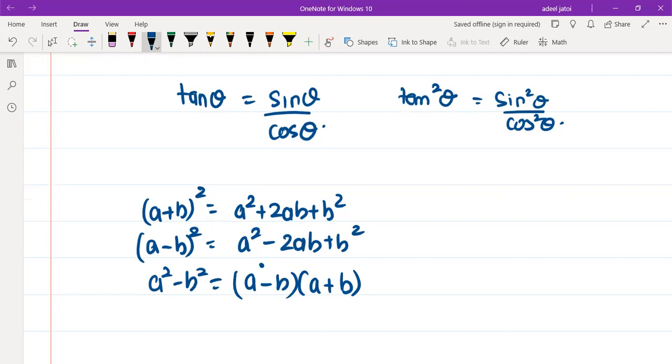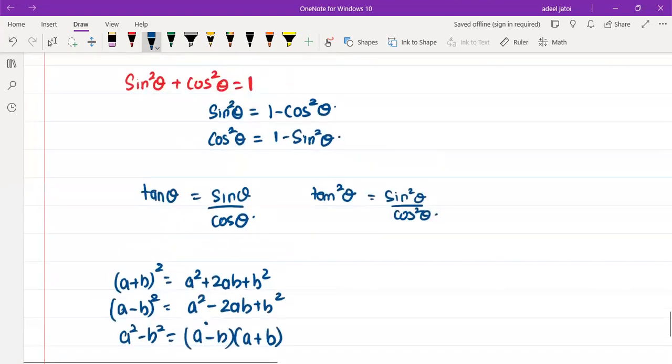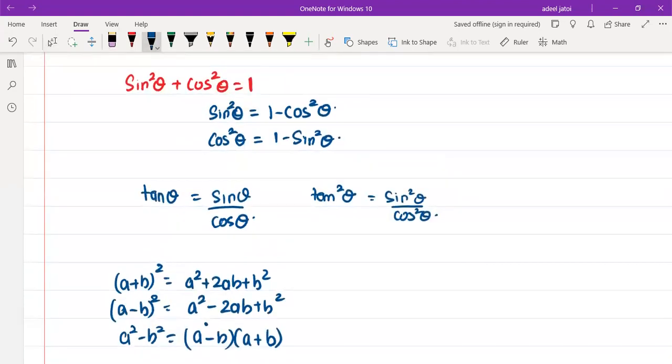In the trigonometry, the basic identities are: sin square theta plus cos square theta is equal to 1. Tan theta is equal to sin theta upon cos theta. Tan square theta is equal to sin square theta upon cos square theta. And the algebraic identities: A plus B whole square is A square plus 2AB plus B square. A minus B whole square is A square minus 2AB plus B square. A square minus B square will be A minus B times A plus B.